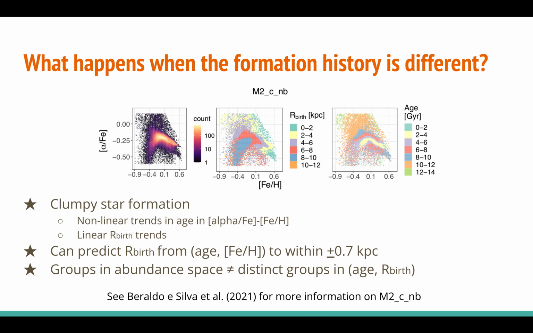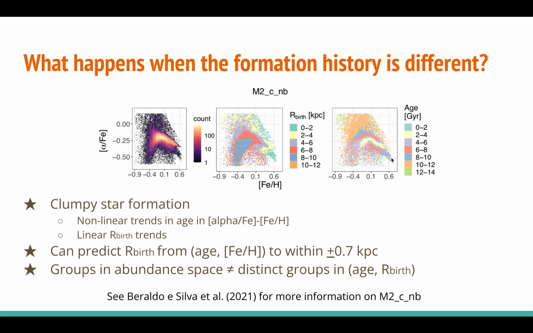So far I've just been focusing on two simulations that have a similar formation history. And so a very natural question is, well, what happens under a different formation history? So I am showing here a simulation that underwent clumpy star formation. And we can see that the age trends are much different than the nice linear trends I showed earlier.